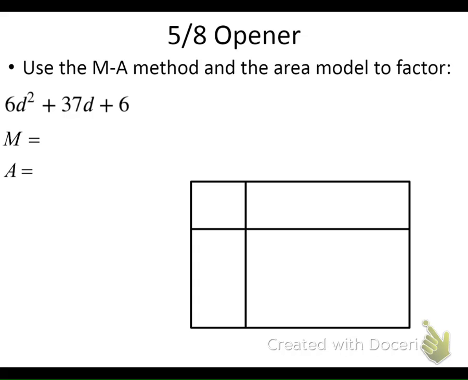Mackenzie, how do I determine my M? You're going to do something with this number and this number. What are you going to do with those two numbers? What's M mean? M means to multiply. So you're going to take your first coefficient, which basically just means your first number, times your third coefficient. So 6 times 6 is 36.